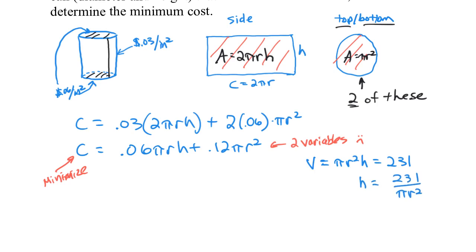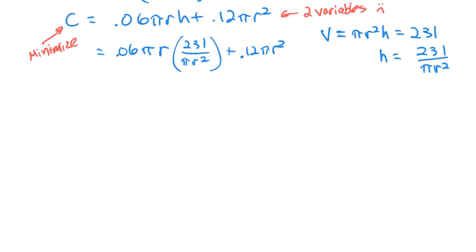So then what we can do is take this h right here and plug it in right there. So then we will have the cost is equal to 0.06 pi r times h, which is 231 over pi r squared, plus 0.12 pi r squared. And then we can just clean this up, and we'll eliminate one of these variables. You can see that definitely the pi will cancel, one of these r's will go, and we just get 0.06 times 231.